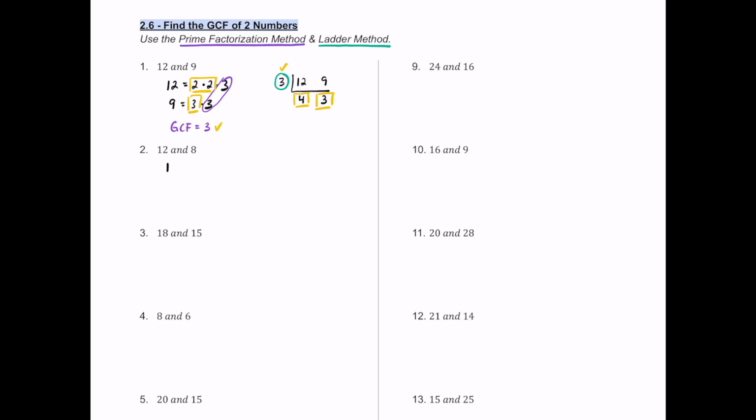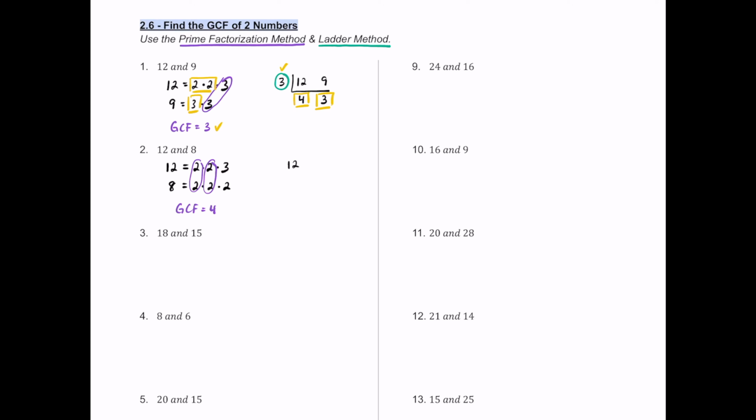For number 2, we have the numbers 12 and 8. So just like in number 1, the prime factorization for 12 stays the same as 2 times 2 times 3. And the prime factorization for 8 is going to be 2 times 2 times 2. So what do they have in common? Well, they both have a 2 and they both have another 2. So if you multiply 2 times 2 together, we're going to get the GCF is equal to 4. 4 is the greatest factor of 12 and 8.